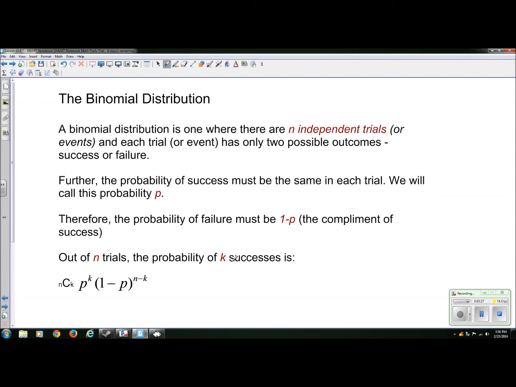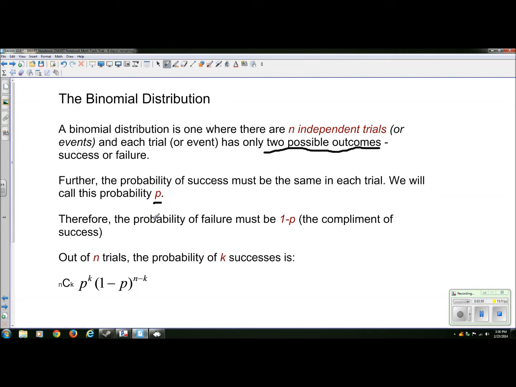Also, each event has only 2 possible outcomes. And we'll just call them success or failure to be generic about it. Or we could say yes or no, it doesn't really matter. They just have to be two distinct possible outcomes. Also, the probability of a success must be the same in each trial. And we're going to call this probability P for the sake of our formula.